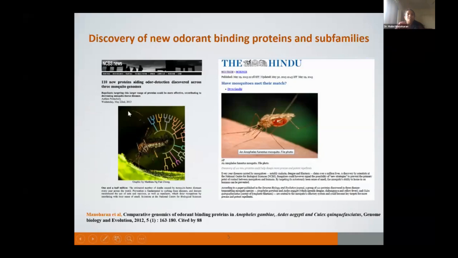This was research that was quite well recognized. I must say that the naming convention we used in this paper has been adopted until today. Odorant binding proteins are named according to our paper that was published in 2012, and it has become a reference paper for sequences of odorant binding proteins in these three mosquito species.